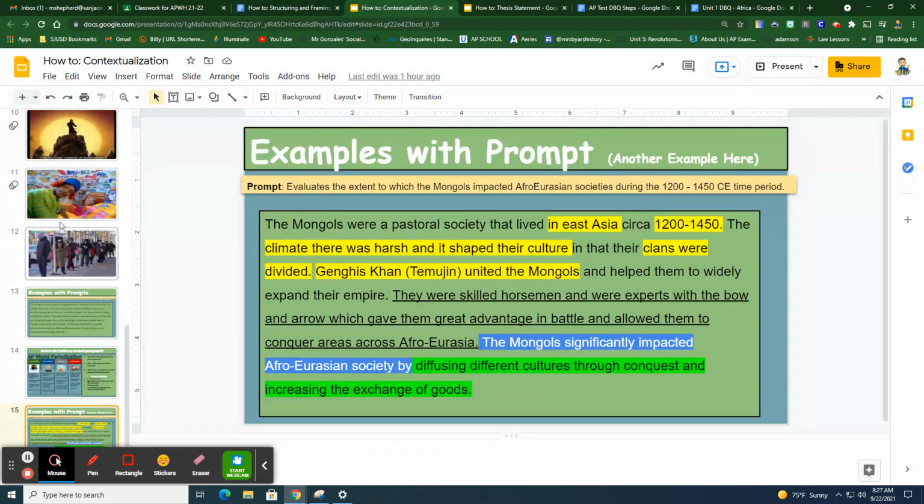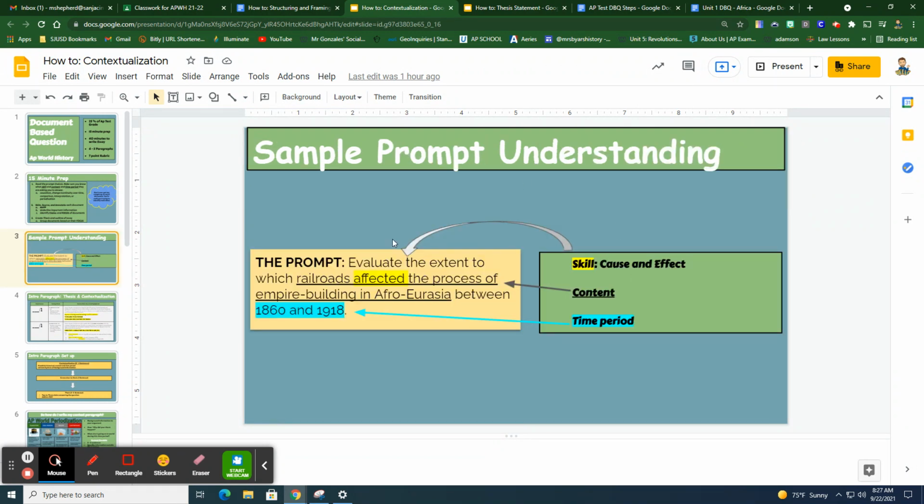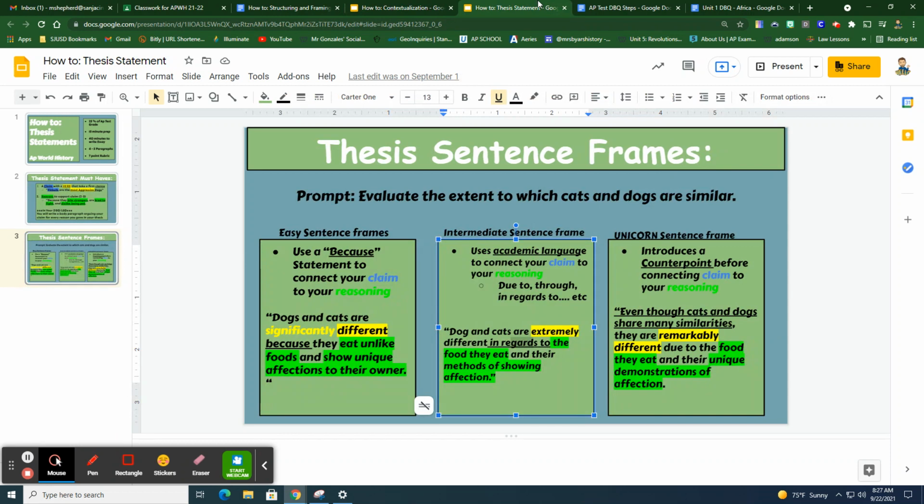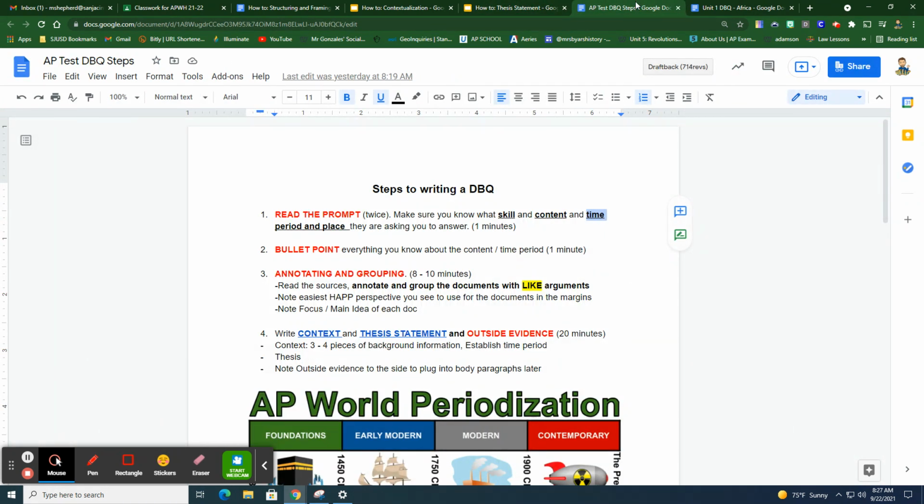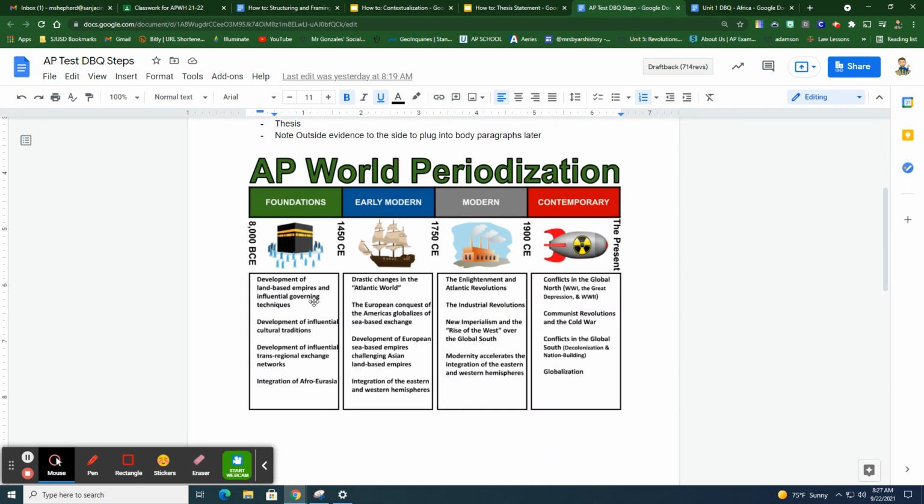Here we go. That's that slide right there. Slide 3, if you want to look at how I looked at that prompt. Now, your prompt's a little bit different. We will identify it in class. If not, do it at home and then ask me if you're wrong. Or do it at home if you're not in class, and then you can email me and ask me how you did if you'd like. But we'll probably do it together in a little bit. So just hold tight. After you establish the skill, the content, and the time period, you're going to bullet point everything you know about the content and time period, because that's going to help you establish your background information. You're going to think about your periodization chart.